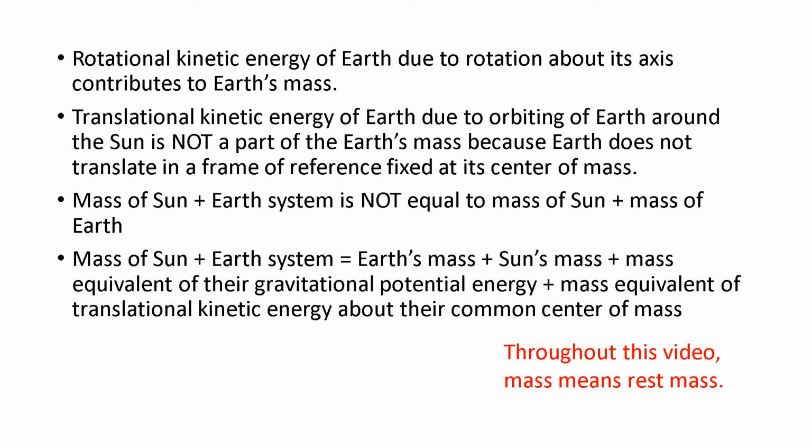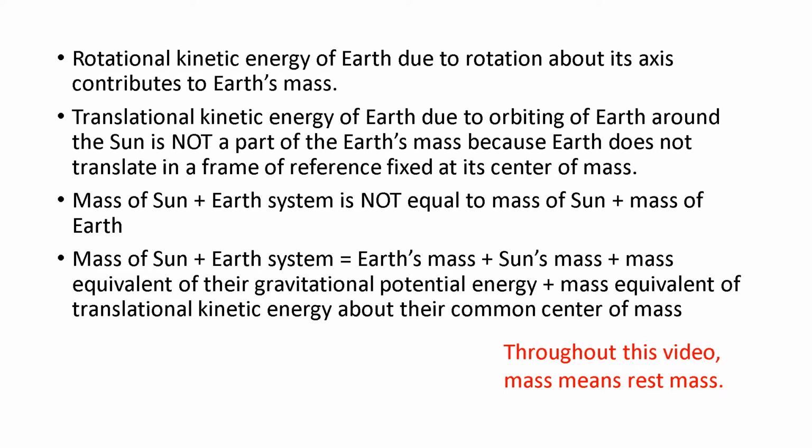The rotational kinetic energy of the Earth due to its rotation about its axis contributes to the Earth's mass. This is because if we fix the frame of reference on the Earth's center, then in this frame the Earth has rotational kinetic energy which is equivalent to mass. The translational kinetic energy of the Earth due to its orbit around the Sun does not contribute to the Earth's mass because the Earth is not moving from one place to another in a frame of reference which is fixed on the center of mass of the Earth itself.